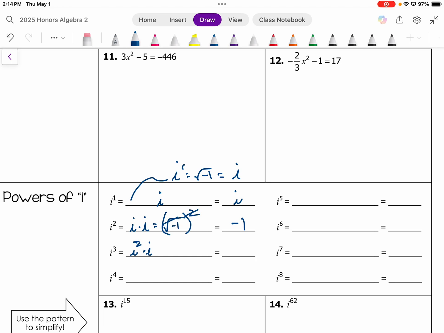So on i cubed again, we have i squared times i. We know i squared is negative 1 from the previous line. That is negative 1 times i, and negative 1 times i is just negative i. So i to the third power in a nutshell simplifies to be negative i every time, because that's what that's saying.